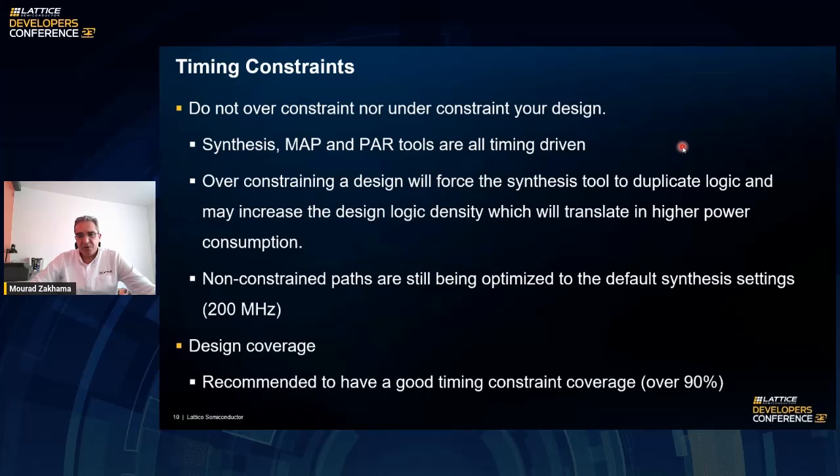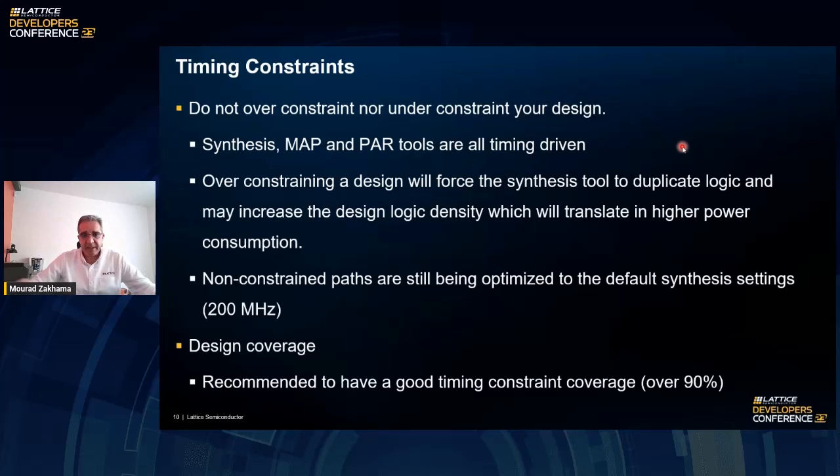And ideally, you should shoot for 100% timing coverage to make sure that you don't have unexpected behavior in your design, because paths that are not constrained mean there is no target for the software to constrain them against. They will default to 200 megahertz, and they will probably generate a larger amount of logic that you may not need, because they may need to run at a very low frequency, such as 20 megahertz or 25 megahertz.